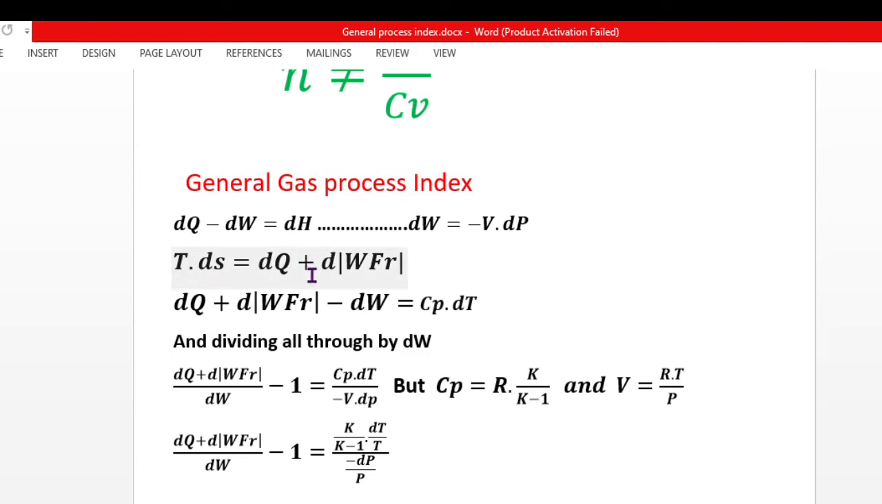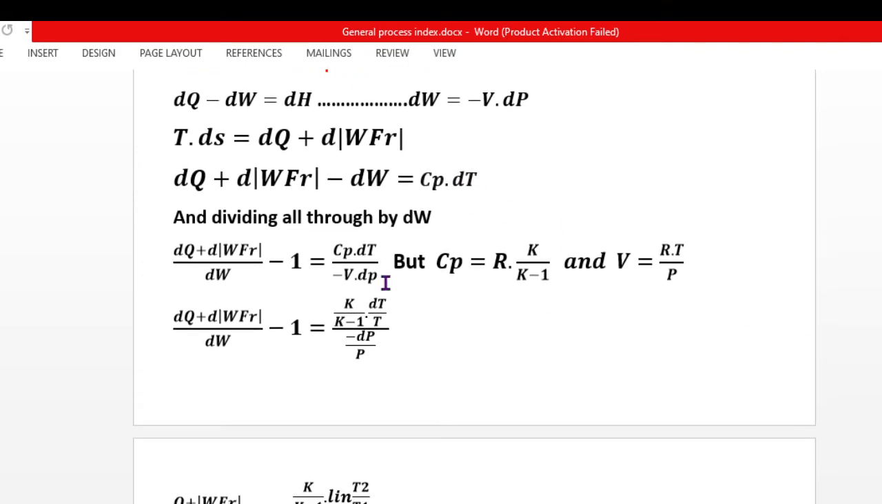Also we know that Tds equals dq plus delta w friction, and thus also we know that dq plus delta w friction minus delta w equals Cp dT. And dividing all through by delta w, we get that (dq plus delta w friction) over delta w minus 1, because the delta w over delta w becomes 1, equals Cp dT over minus V dp. But we know that Cp equals R times k over k minus 1, and V equals RT over P. The left hand side remains as it is, the right hand side becomes k over k minus 1 times dT over T over minus dp over P.